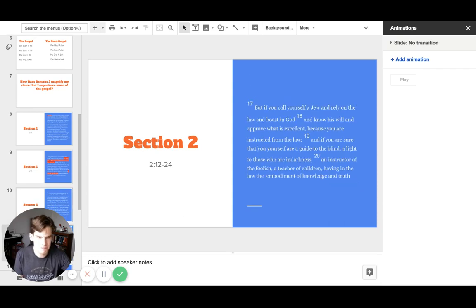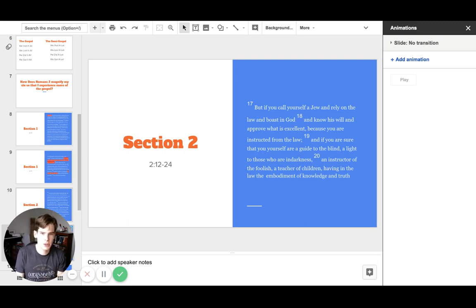The second part of section 2 that I think you could spend some fun time illustrating on is 17 through 24. Paul gives this kind of list of characteristics or privileges that the Jews had. If you call yourself a Jew, rely on the law, boast in God, you know his will, you approve what is excellent because you're instructed from the law, and you're a guide to the blind, a light to those who are in darkness. You instruct the foolish, you teach children, and in the law you have the embodiment of truth and knowledge. These are privileges of being a Jew.